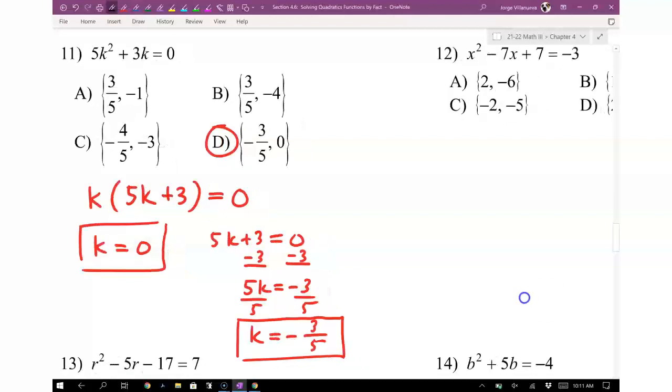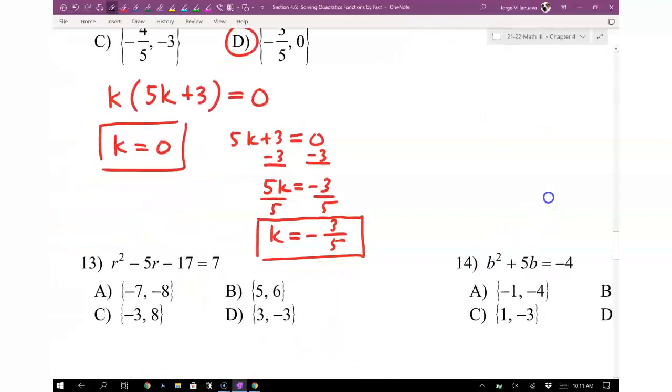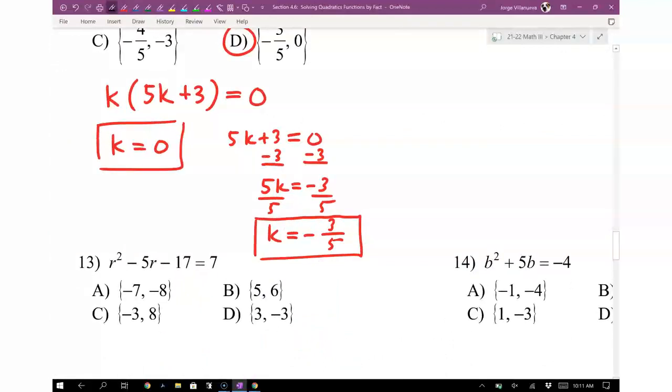Well, notice how questions like number 12, 13, and 14 are not equal to 0. So what do you think I have to do if it's not equal to 0? If there's something on the right side, what do you think I have to do with that something on the right side?